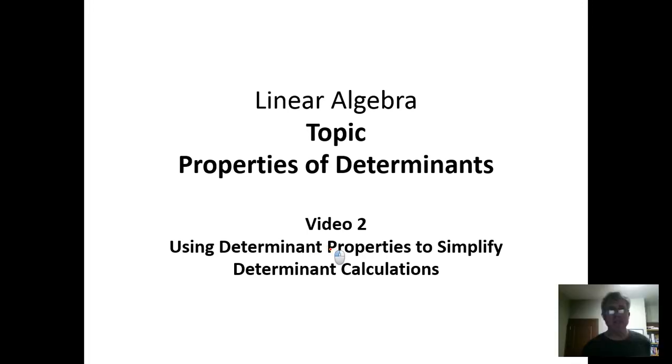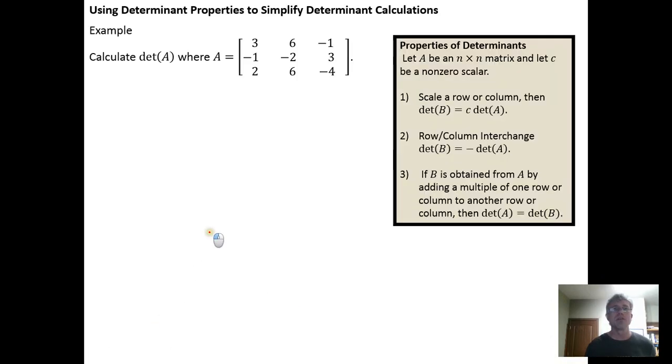So in this video we're going to use determinant properties to simplify the calculation of a determinant. We want to calculate the determinant of matrix A, and what we want to notice is that in matrix A, column 2 and column 1 are going to be useful to us, because we see that 6 is 3 times 2. If we multiply 3 times 2, we get 6. And if we multiply negative 1 times 2, we get negative 2.